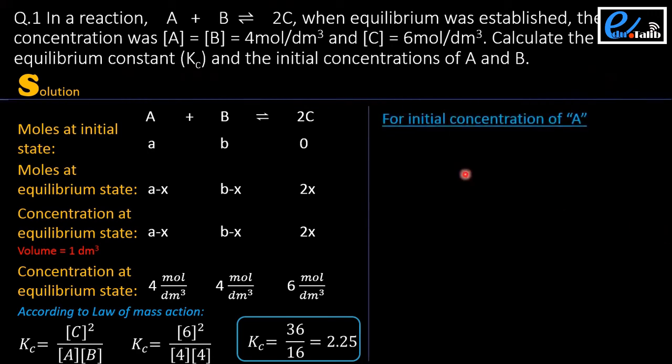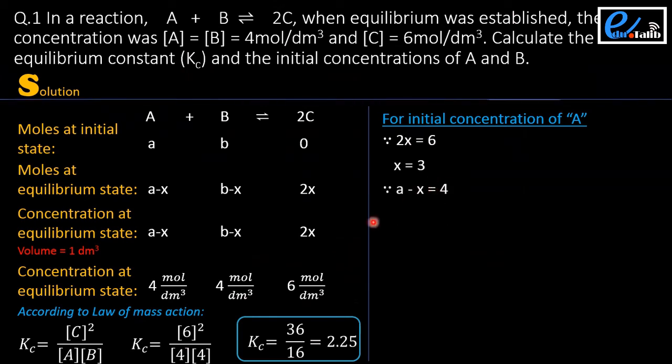Well, first we have to proceed for the initial concentration of A. What we know is that 2x is the concentration at equilibrium for the reactant C, and the same is over here, 6 mole per dm cube is the concentration at equilibrium. So over here we can say that 2x is equal to 6. These both are the same. So we know that 2x is equal to 6, and here we can easily calculate the value of x, which is 3.